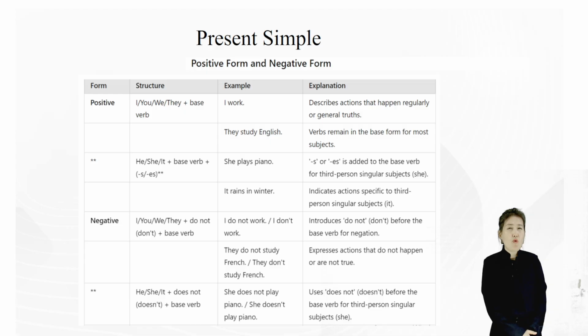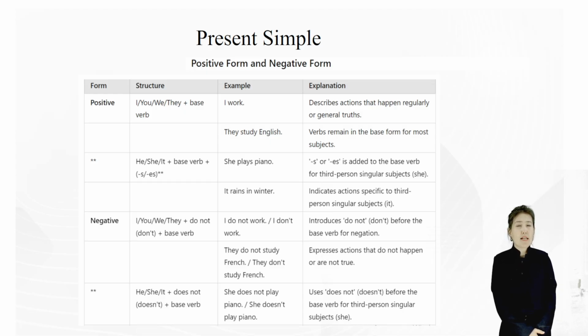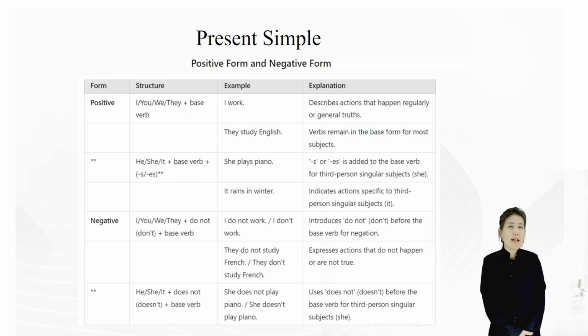Now let's move on to the negative form of the present simple tense. In the negative form, we introduce do not, shortened to don't, or does not, shortened to doesn't, before the base verb to indicate actions that do not happen or facts that are not true. For example, I don't work on weekends. They don't study French. She doesn't play piano. Again, for the third person singular subject we use does not, doesn't, such as he doesn't work here. It doesn't rain much.